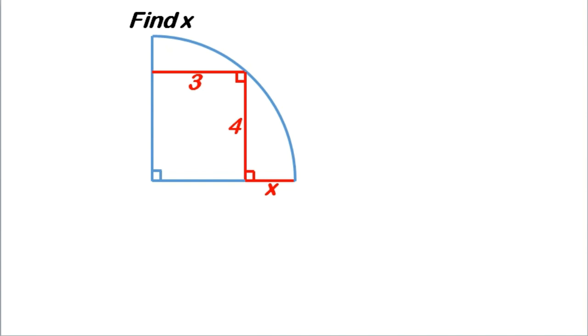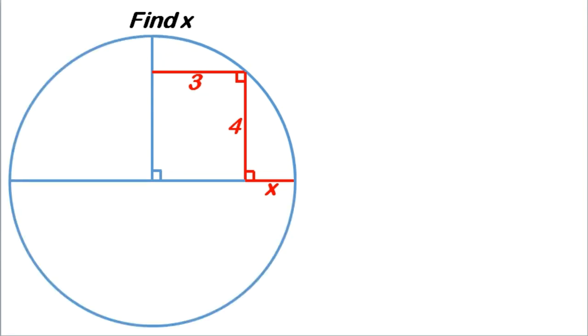Now today we want to deal with this radical geometry problem. How do we find x? To find x, we'll start by completing this figure to be a complete circle.